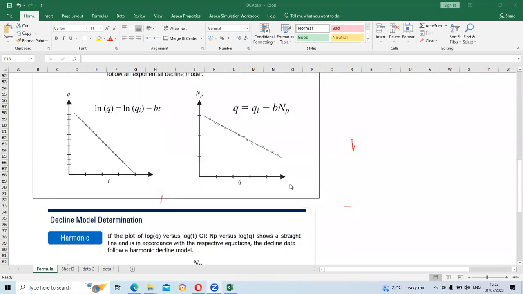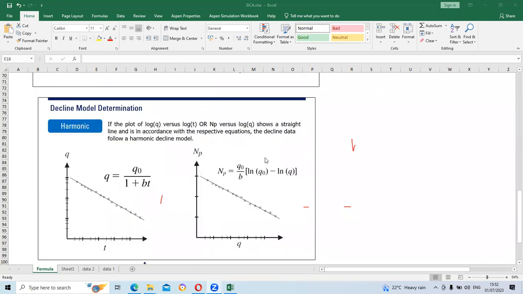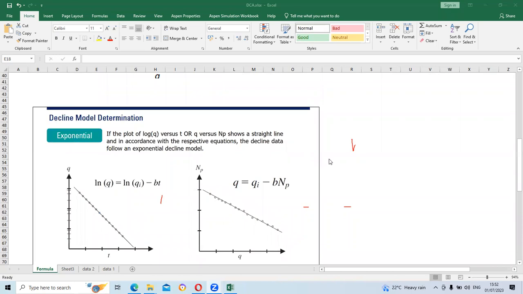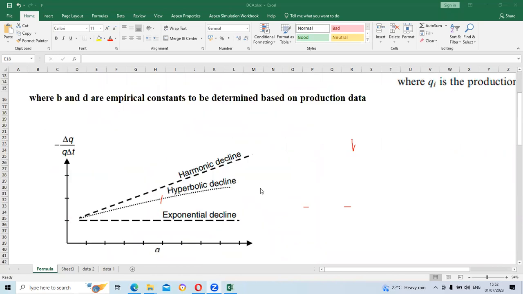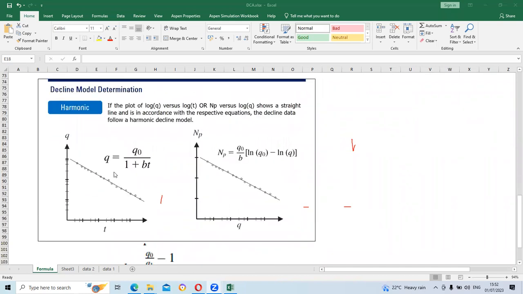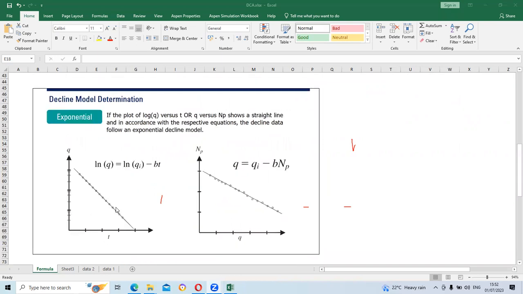All right. So if it is harmonic, this is the equation of the harmonic. Remember, if we go back up there, we see that harmonic is when z is equal to 1. That gives us that equation. In that case, we draw a graph of cure against t. Remember, in this case, we are drawing a graph of log cure against linear t.